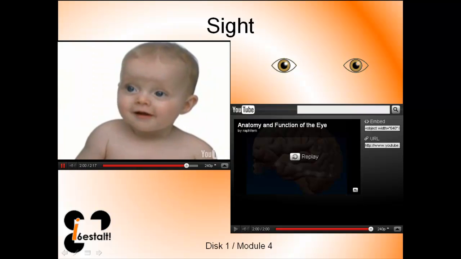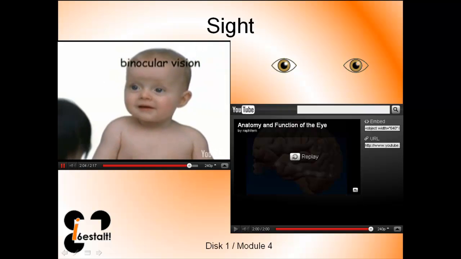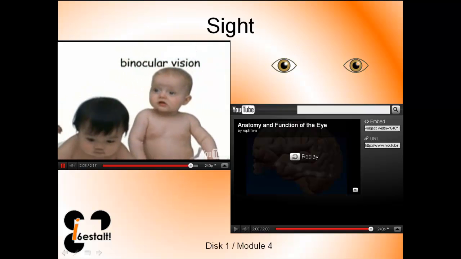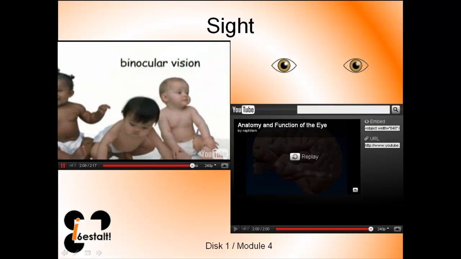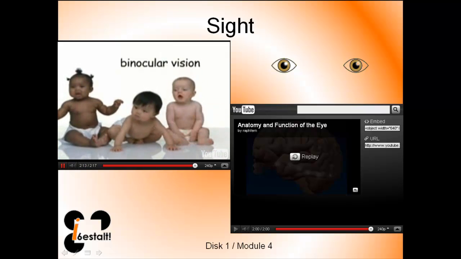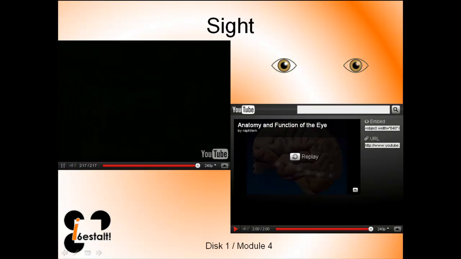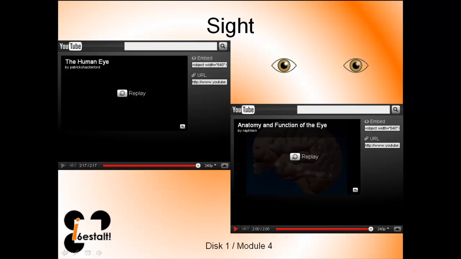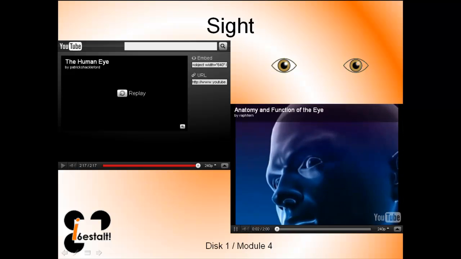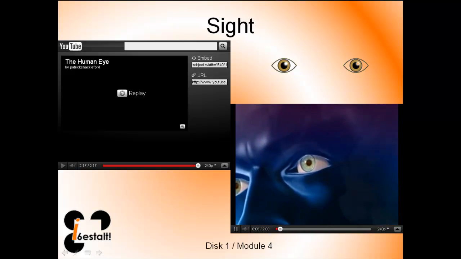Humans have two eyes for a purpose. We have what is called binocular vision. The image from each eye is combined to give us the ability to determine distance. The field of vision is determined by how much you can see without moving your head. The location of the eyes enables us to see length, width, depth, and distance of an object.